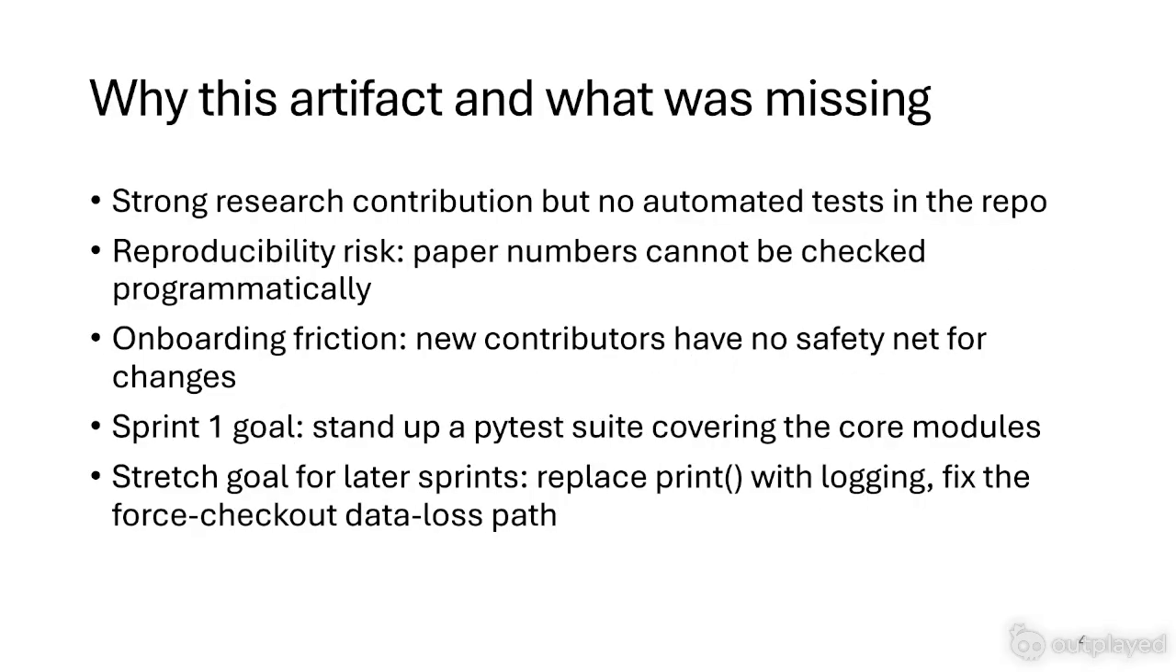Why this artifact, and what was missing? It has strong research contributions, but no automated tests in the repo. So this produces a high reproducibility risk. The paper numbers can't be checked programmatically. Someone reproducing this has to check it manually. There's a lot of onboarding friction with new contributors and no safety net for changes, so they don't know if they're breaking core principles.